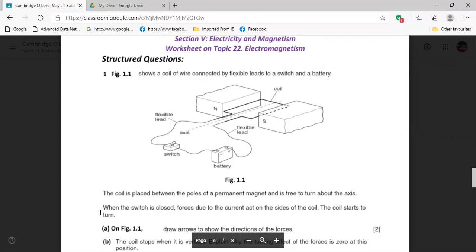Structured questions. Figure 1.1 shows a coil of wire connected by flexible leads to a switch and a battery. The coil is placed between the poles of a permanent magnet and is free to turn about the axis. When the switch is closed, forces due to the current act on the sides of the coil. The coil starts to turn. On figure 1.1, draw arrows to show the direction of the forces.